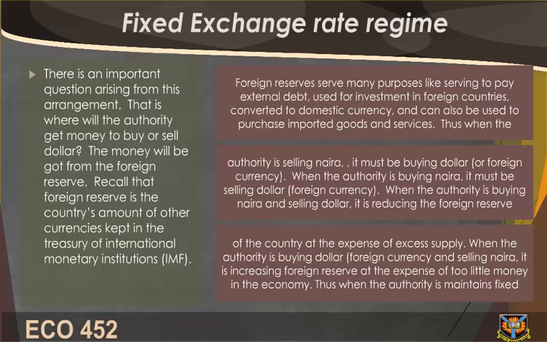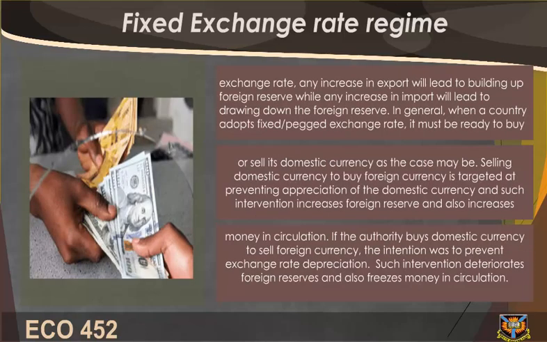When the authority is buying naira and selling dollar, it is reducing the foreign reserve of the country at the expense of excess supply. When the authority is buying dollar, foreign currency, and selling naira, it is increasing foreign reserve at the expense of too little money in the economy. Thus, when the authority maintains fixed exchange rate, any increase in export will lead to building up foreign reserve, while any increase in import will lead to drawing down the foreign reserve.